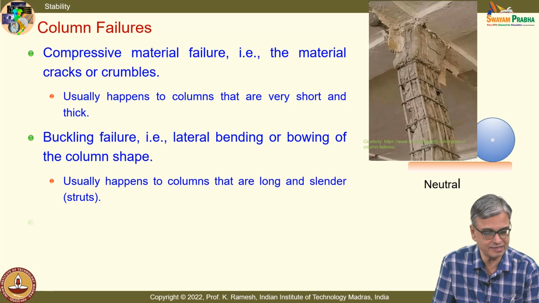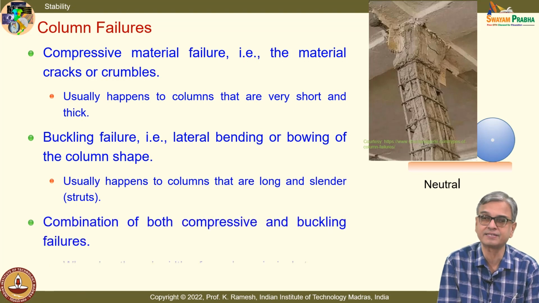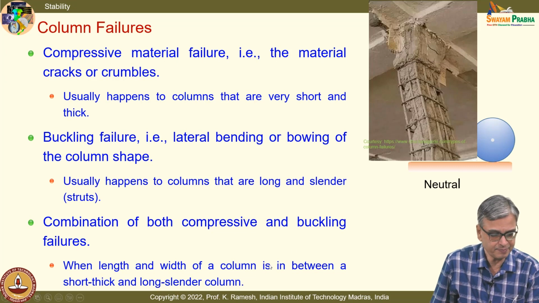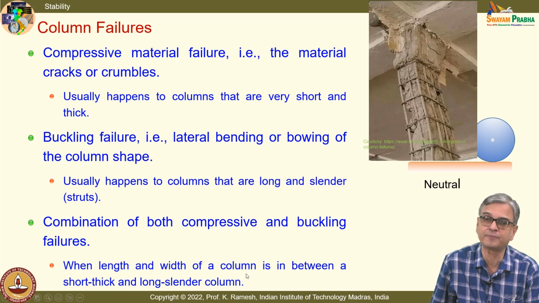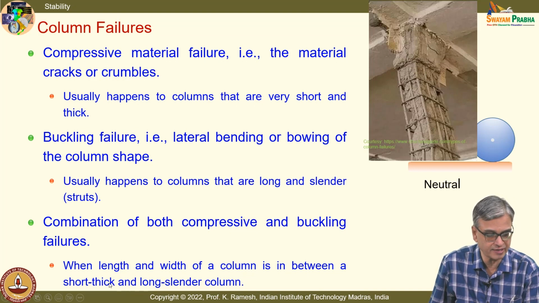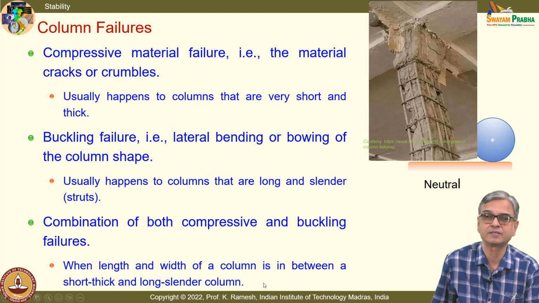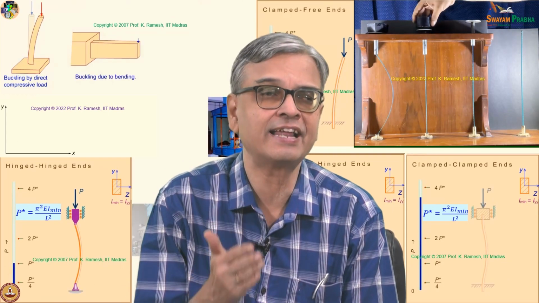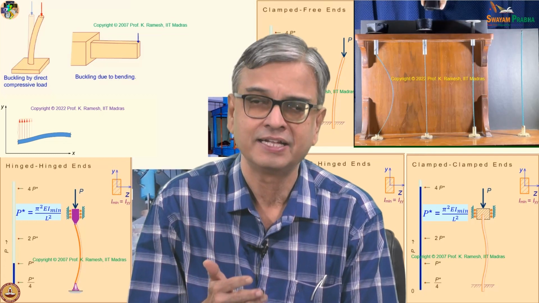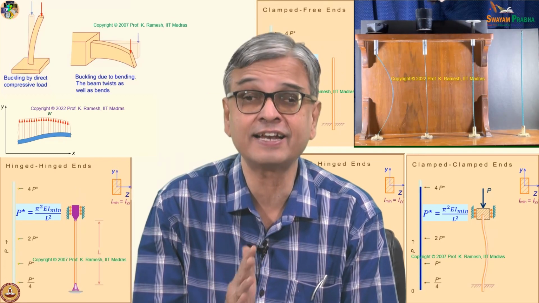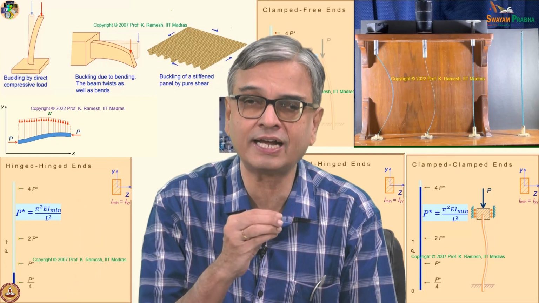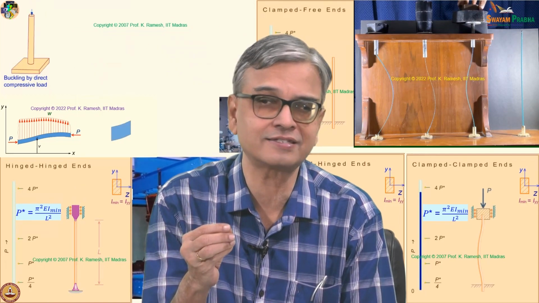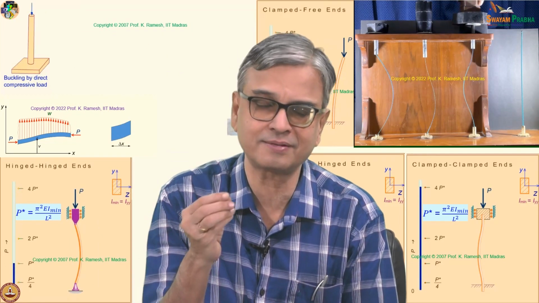Then in practice, you could have a combination of both compressive and buckling failures. I do not have an image which illustrates that. This happens when length and width of a column is in between a short thick and long slender column. We have already looked at, in this course we are going to work on slender members. Fine. All our discussions are confined to slender members. At times we may borrow that and use it even in a spur gear teeth, they analyze the gear teeth as a beam, cantilever beam. You may make some corrections of it.